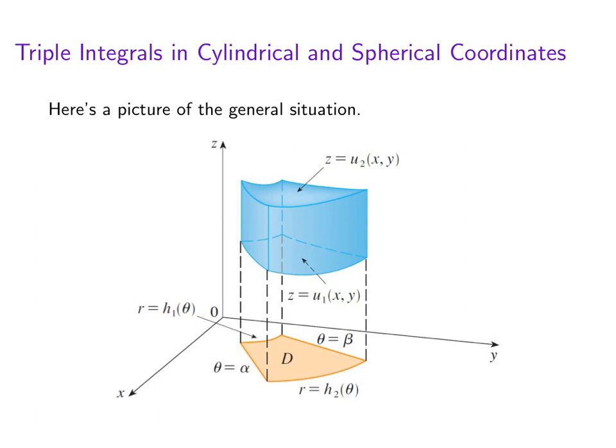So what you see is that this is a type 1 solid region. You see the upper bounding surface. So this is the upper bounding surface. Here's the lower bounding surface. Then the projection of this surface down into the xy plane is nicely described in polar coordinates.